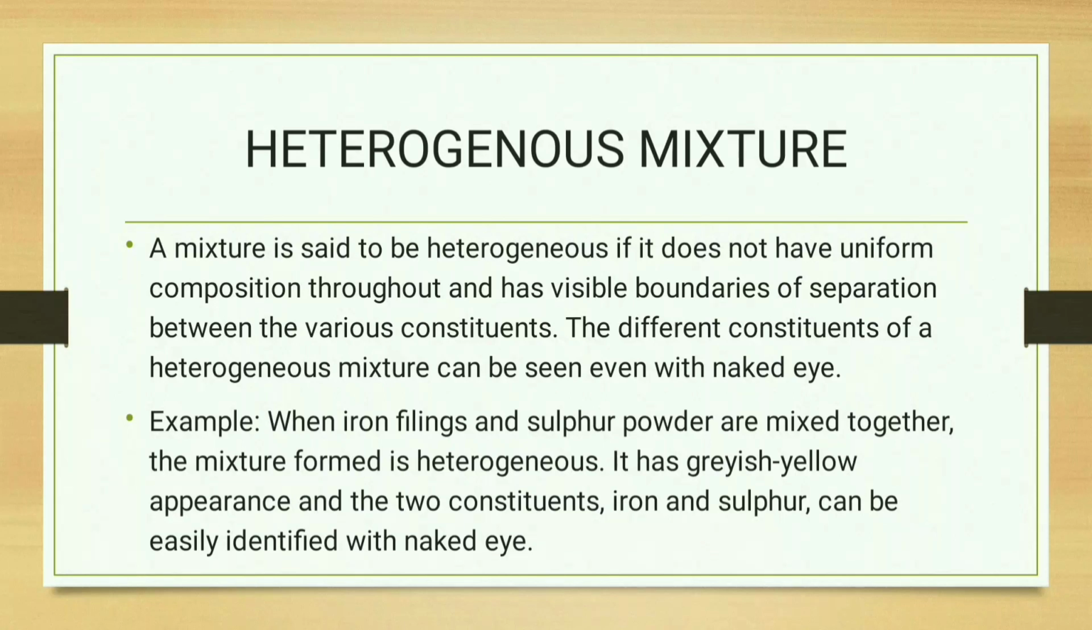For example, when iron filings and sulfur powder are mixed together, the mixture formed is heterogeneous. Now we have an example of iron filings and sulfur powder. When we mix them both, we can see both the constituents. Now it has a grayish yellow appearance and the two constituents, iron and sulfur, can be easily identified.